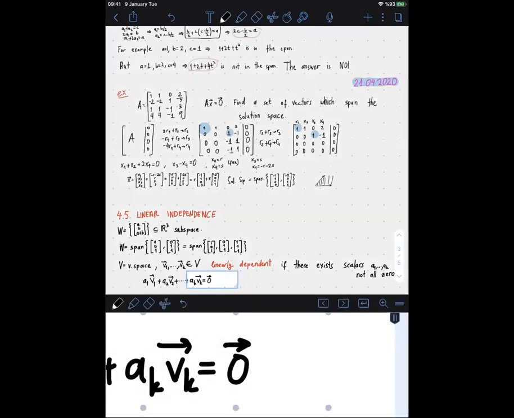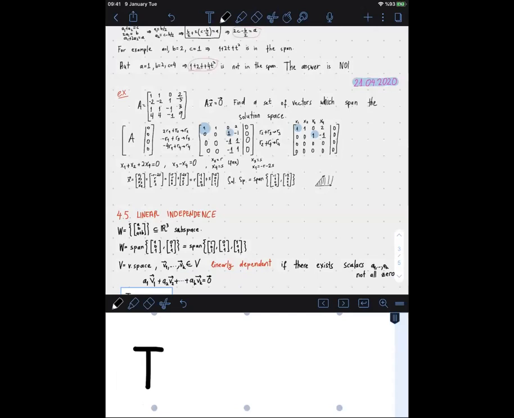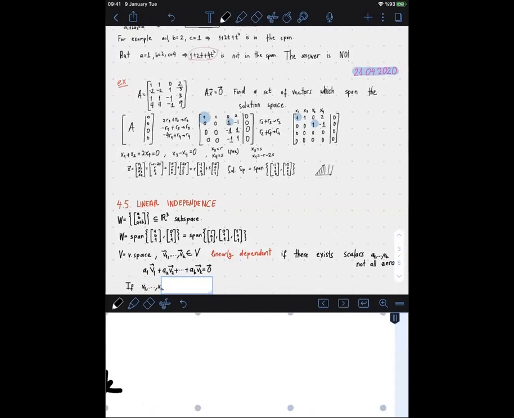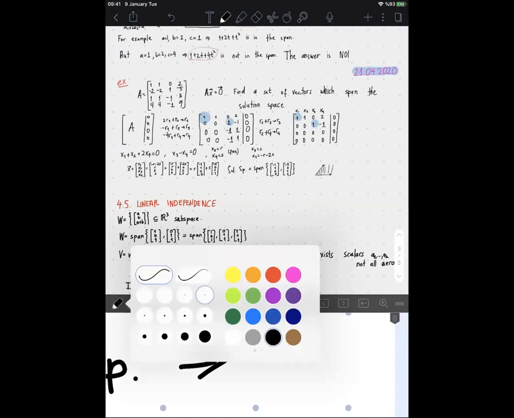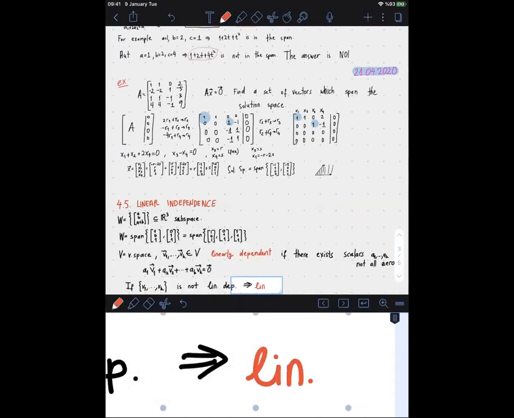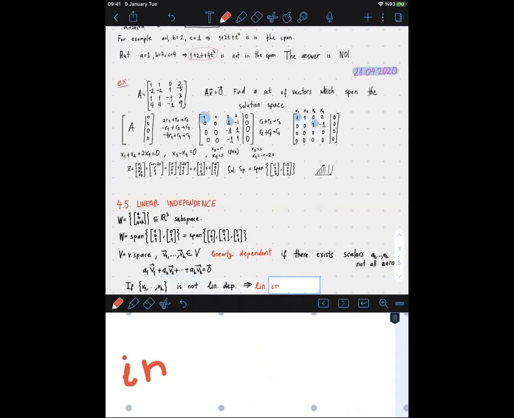Let's write it also down. If these vectors, or this set, are not linearly dependent, then it is called linearly independent.